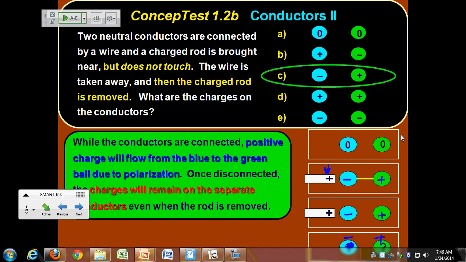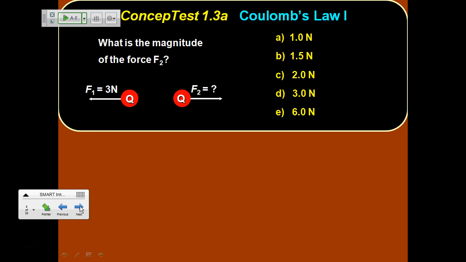Is that charged by conduction or induction? It's induction, right? It didn't require contact between the two charged objects. It's induction. All right, we'll come back to this. Let's do Coulomb's law.